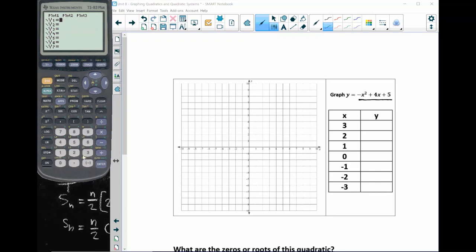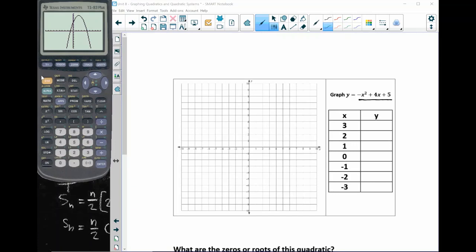Then I'm going to type negative x squared, plus 4x plus 5. Now I'm done putting the equation into y equals, and then I'm going to click graph and see a good example of what the parabola should look like.